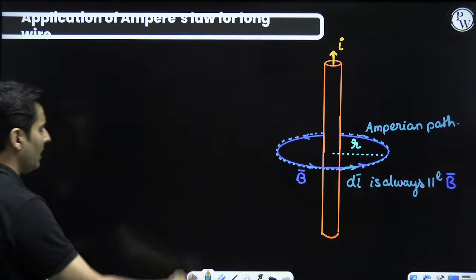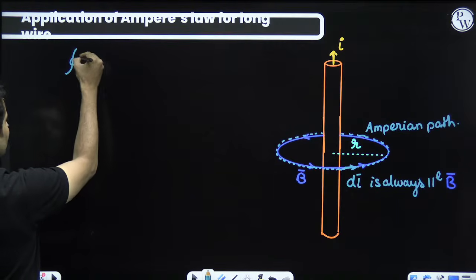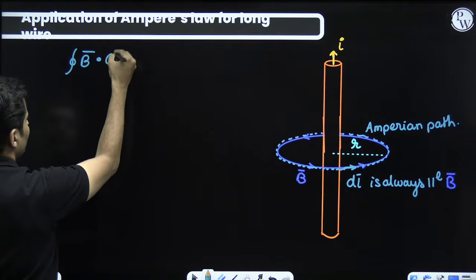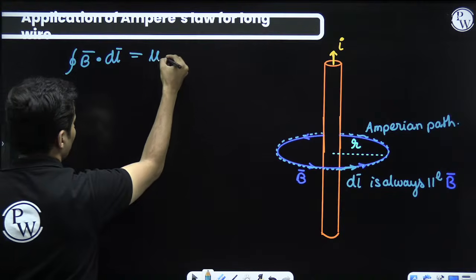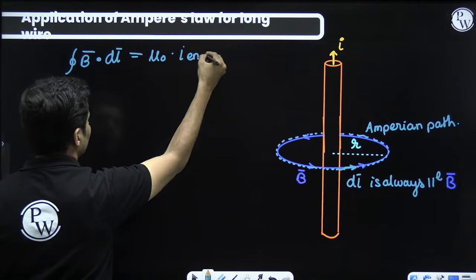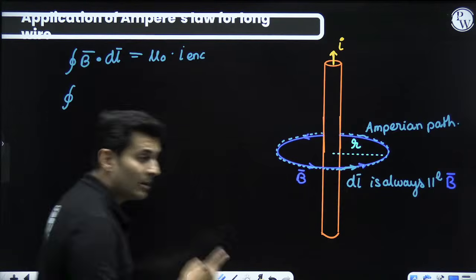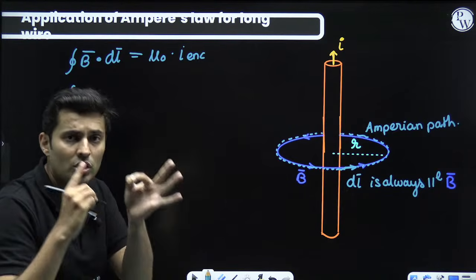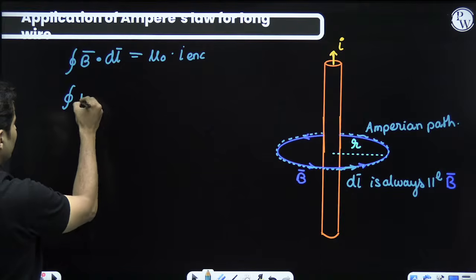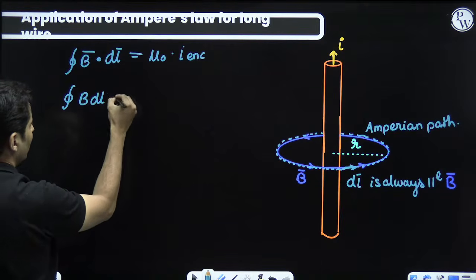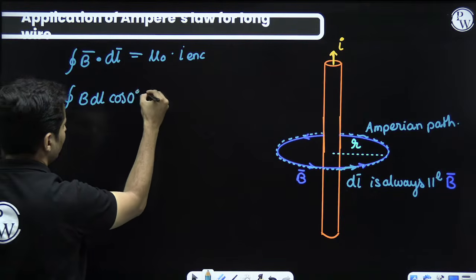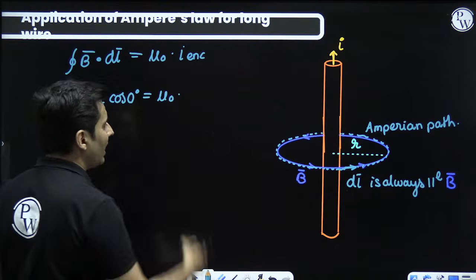So let's apply Ampere's loop law and see what happens. Cyclic integral B dot dl is equal to mu naught into enclosed current. Now, B and dl are parallel, which means the angle is 0. So when I expand this dot product, it will become cos of 0 degrees, mu naught into enclosed current.